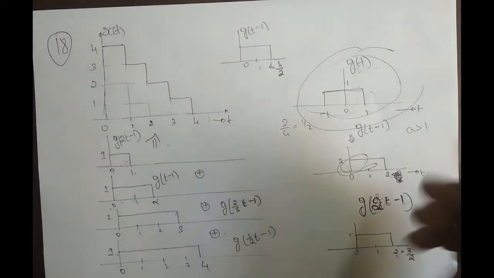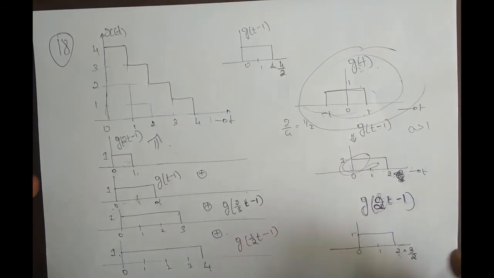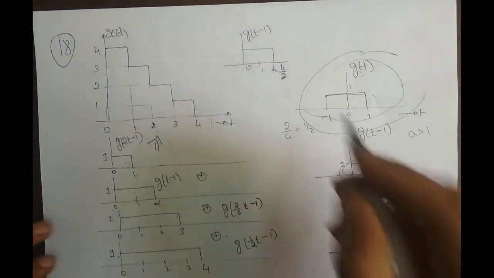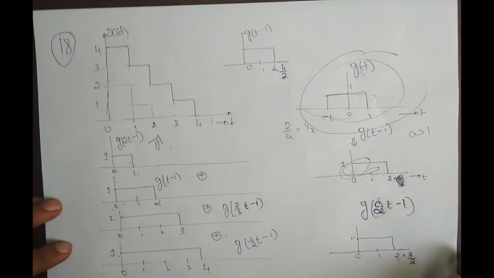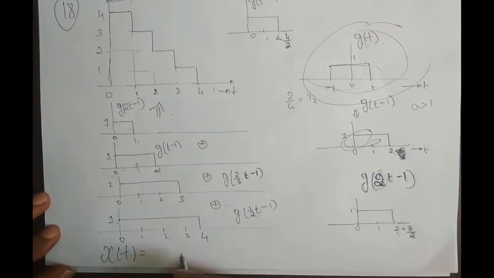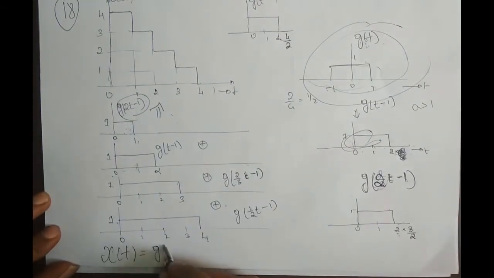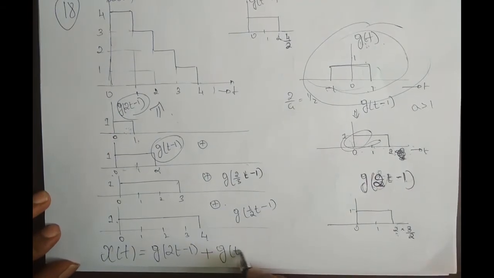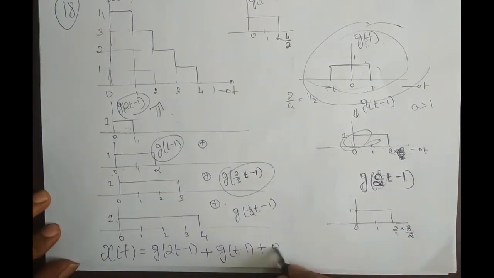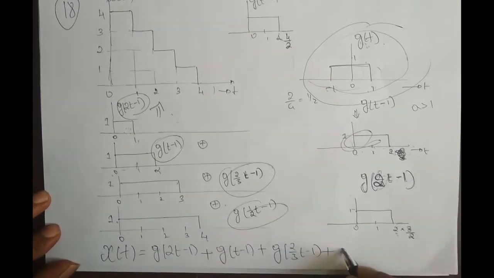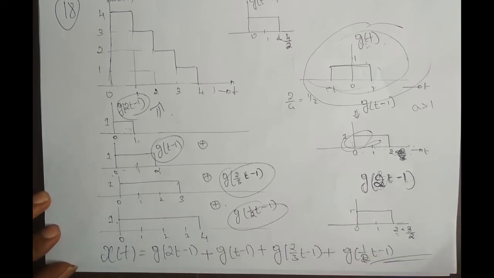So I hope I convinced you. If you are still in confusion, just solve it by yourself and see what's happening. Okay. So ultimately I have to put it in terms of equation. So x of t in terms of g of t is what? This signal g of 2t minus 1, plus this signal g of t minus 1, plus this signal g of 2 by 3 t minus 1, plus this signal g of 1 by 2 t minus 1.